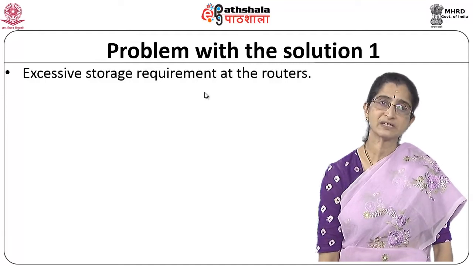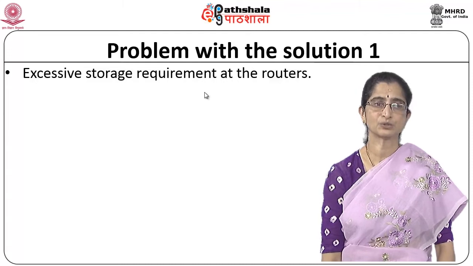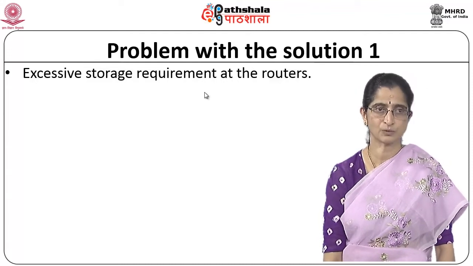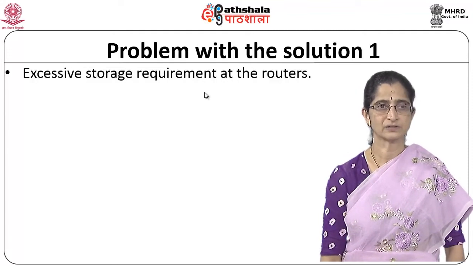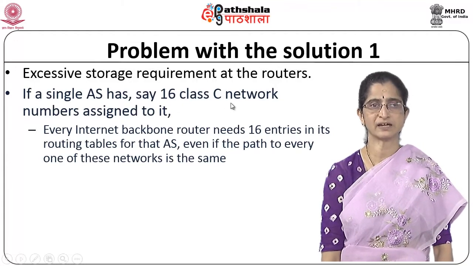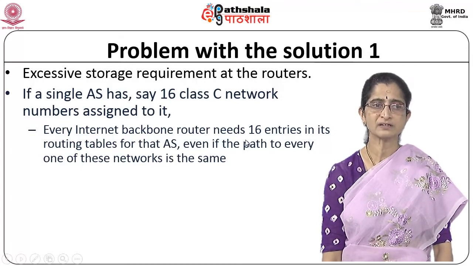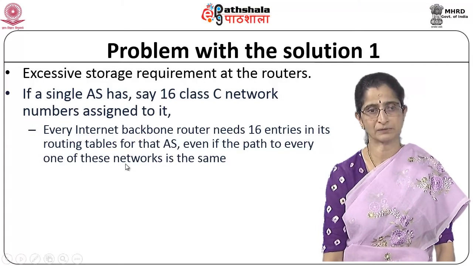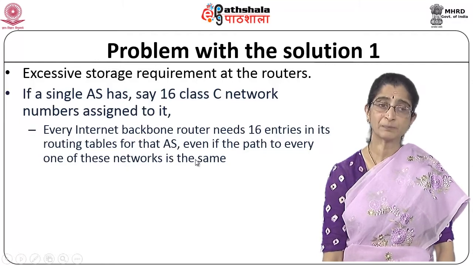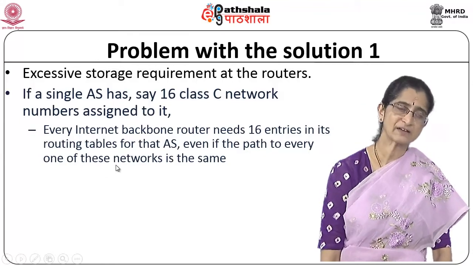I will have to be given 8 into 4, 32 different class C addresses for that. So there have to be 32 entries in the routers for this single network, right. So that is how it will be. Similarly, if you had, say, 16 class C network numbers assigned to it, every internet backbone router would require 16 entries in the routing tables. So even though the path taken for each of these networks is the same, you will still have 16 different entries.